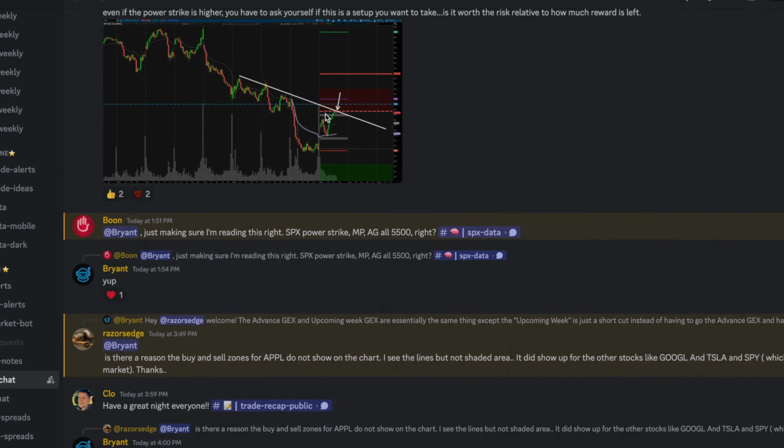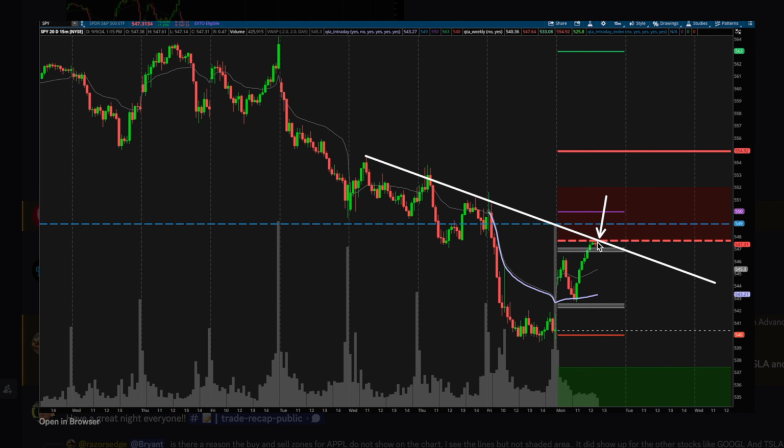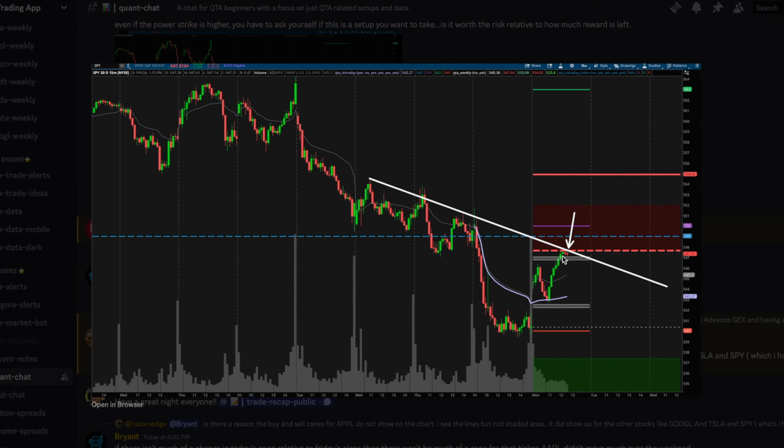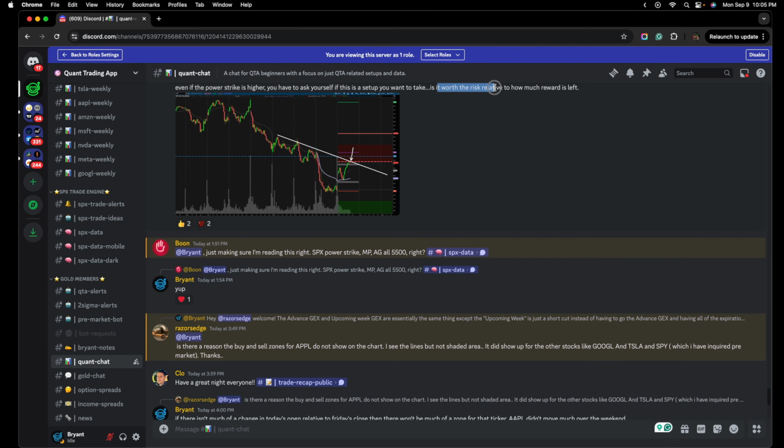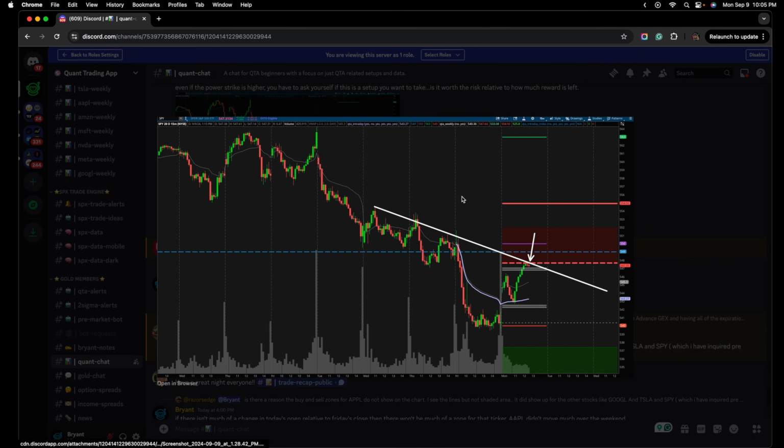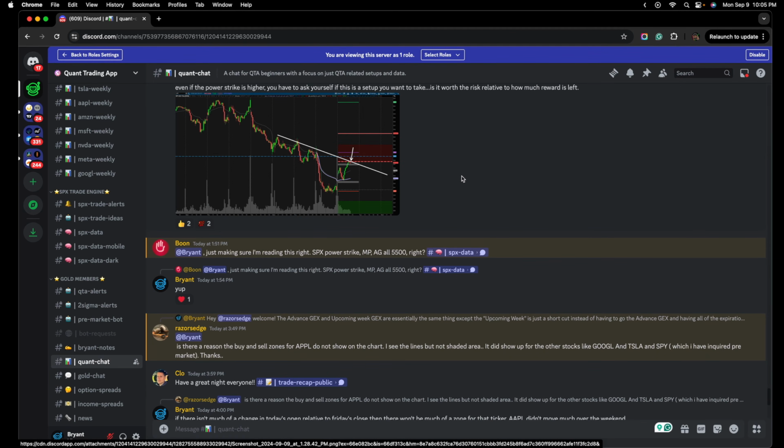This is the thought process here, real time. As the market is rejecting this level, we see the first 15-minute candle close. The market has been up for a few 15-minute green candles right into this area of confluence. You have to ask yourself, is it worth the risk relative to how much reward is left? If the market is only going to go up to maybe here or here, is it worth the risk? And that is something you should always ask yourself.